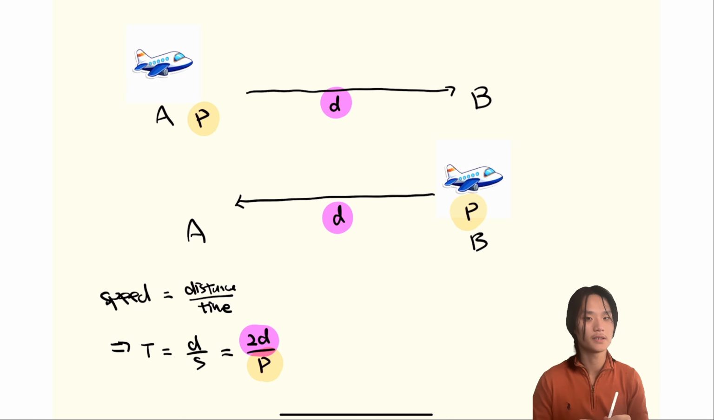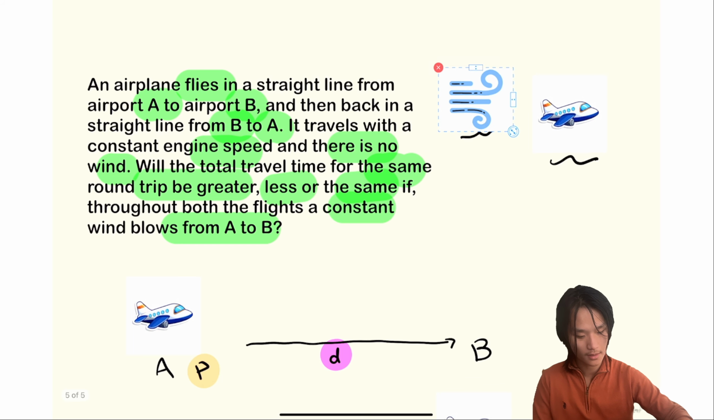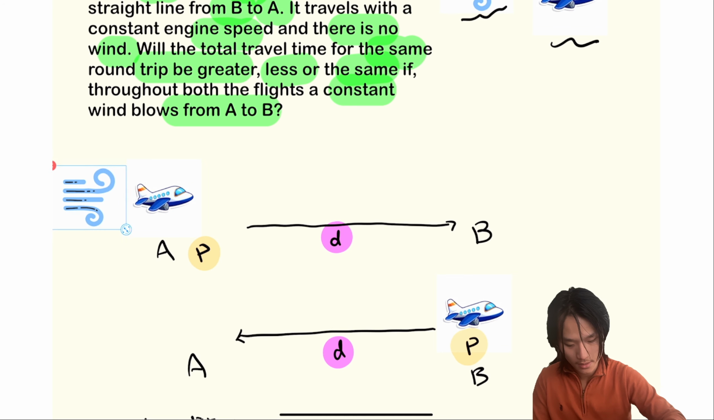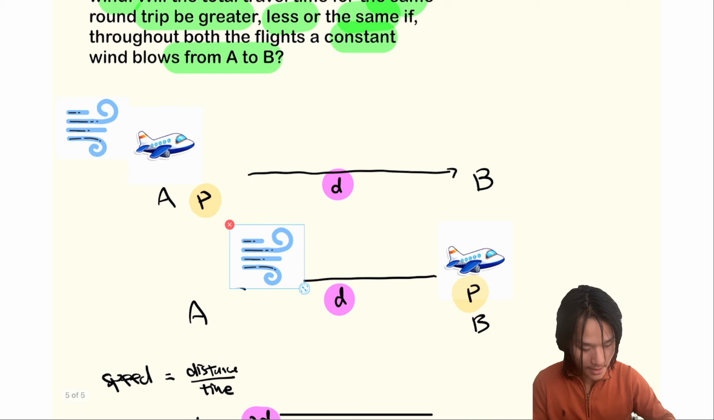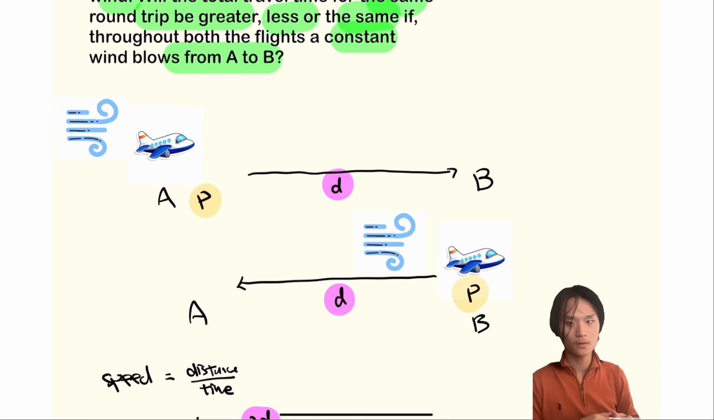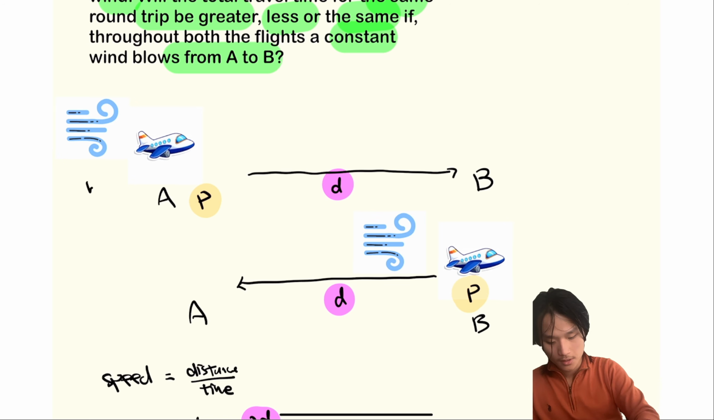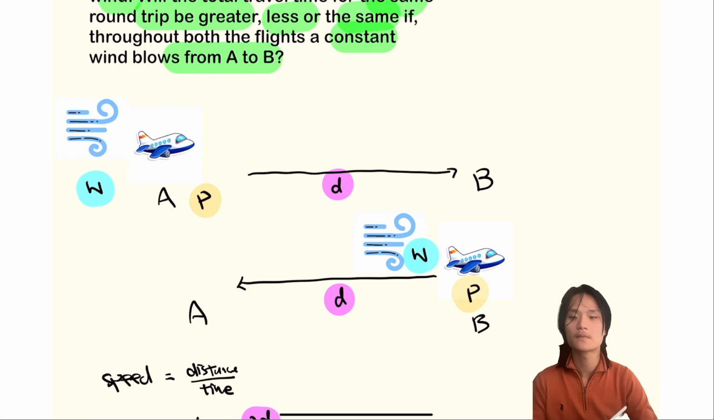So let's think about what happens when there is wind. Here we're going to add the wind image to the diagram like this. So like a wind blowing from A to B. The wind is always there, even when the plane is coming back from B to A. So let's call the speed of the wind W. The wind speed is W, and I'm going to highlight it in blue. So that's the wind speed.